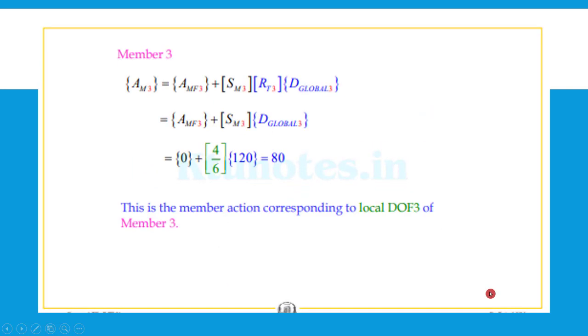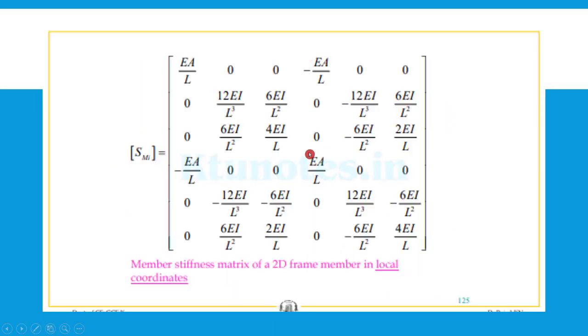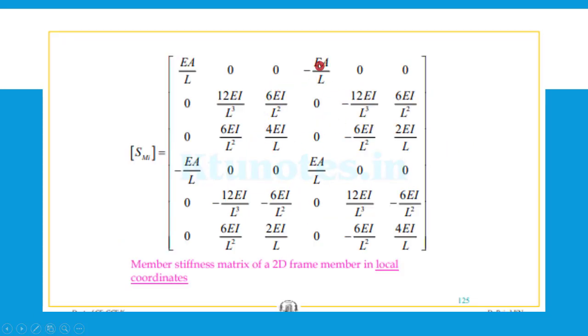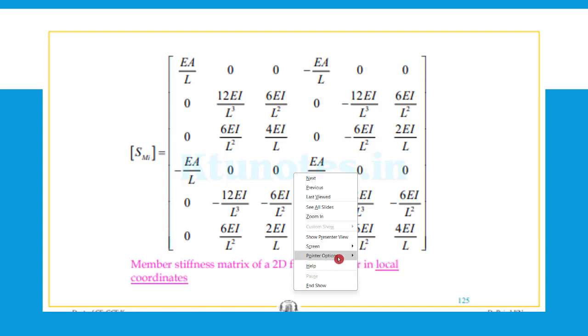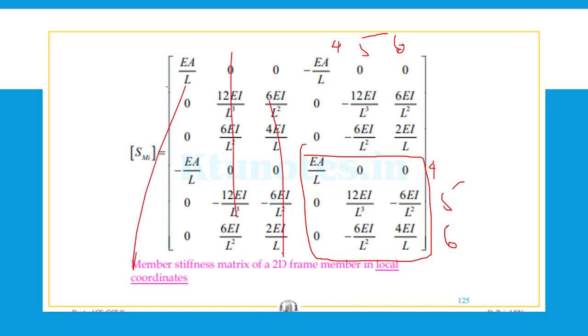So only 4, 5, 6 will have some value. It is written there. From this matrix, only the 4, 5, 6 entries are taken. This value is taken, which corresponds to 4, 5, and 6. All other values will be cancelled. Okay, all others will be cancelled. This box will be taken.